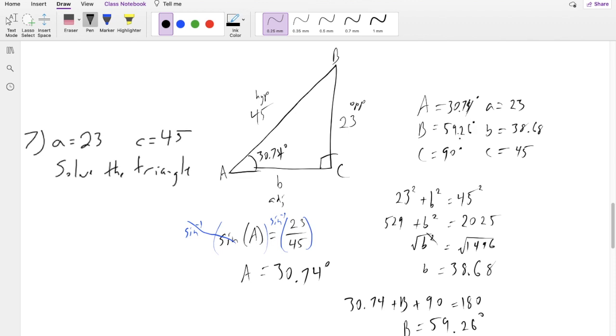So that is solving a triangle. We start off with pieces of information that are given to us, and then we branch out, either using the Pythagorean theorem, using the idea that the interior angles always add up to 180, or using some kind of trig or inverse trig to get an angle or side.